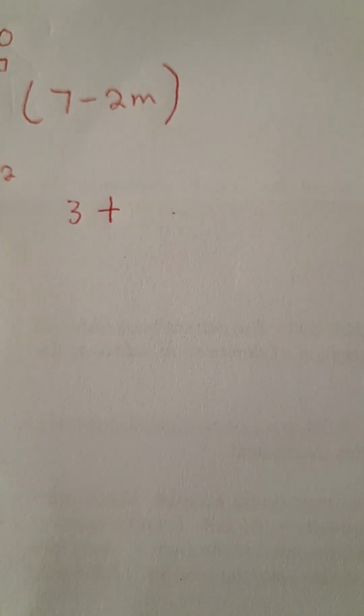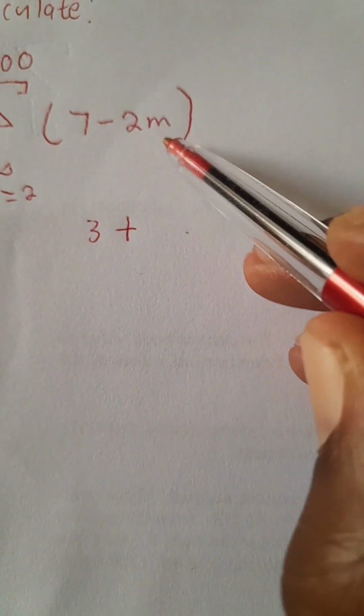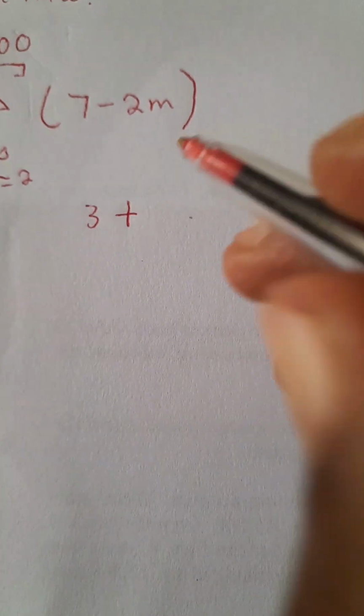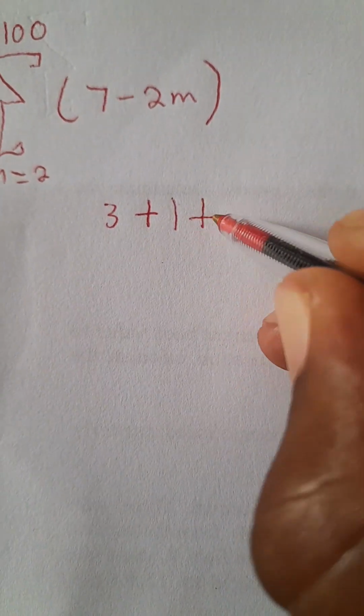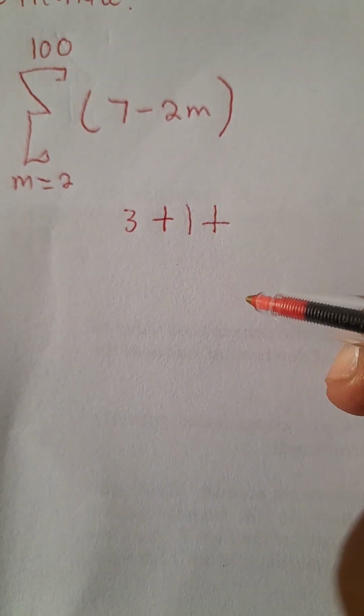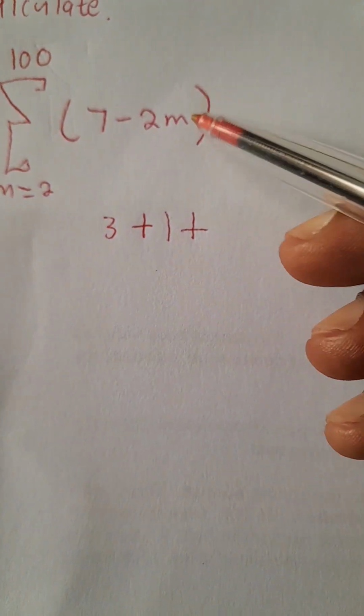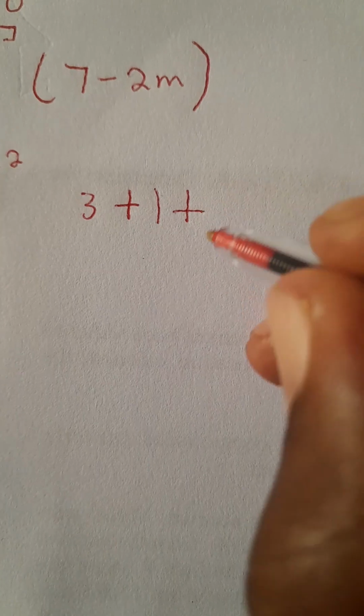Then we'll place 3. When you place 3 here, it will be 7 minus 6, that will be 1, plus, then let's place, remember that after 2 it's 3 and after 3 it's 4, then let's place 4. Then we know that 7 minus 8 will be minus 1.